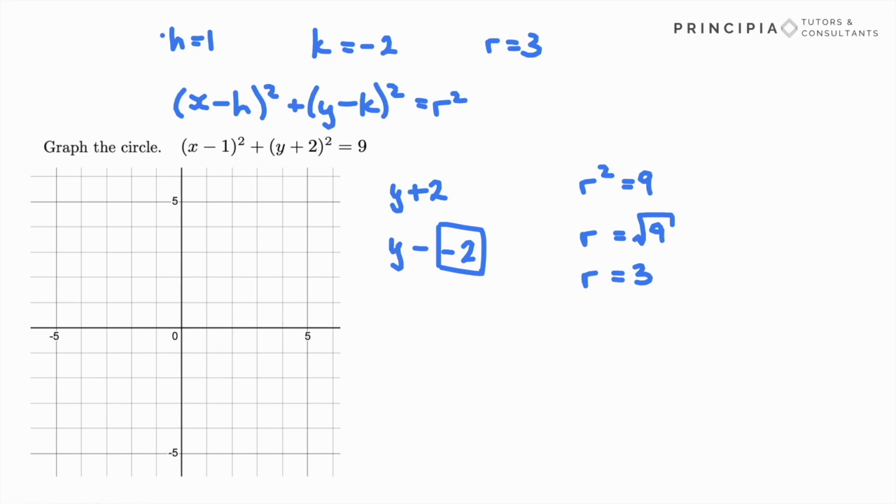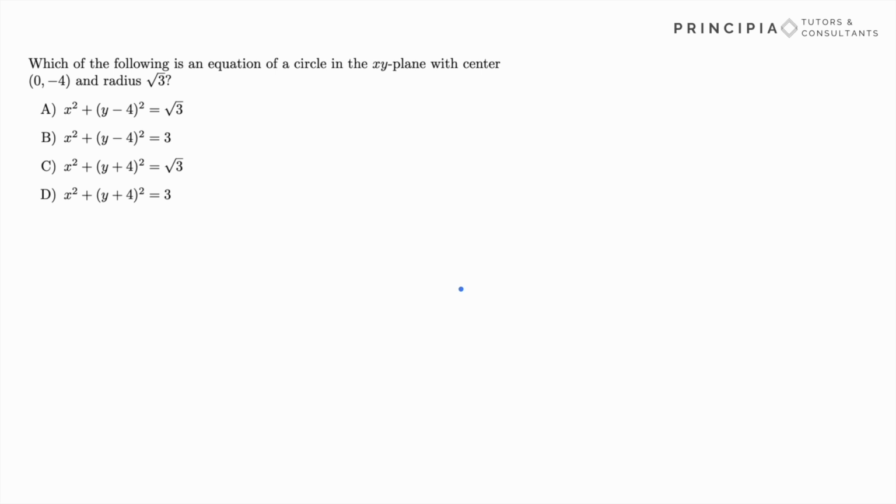In any case, the way that we're going to graph this is first, we know that the center is at (1, negative 2), and the radius is 3, which means that this circle is going to be all the points that are 3 units away from this center, which would look something like this. Let's move on to the second question.